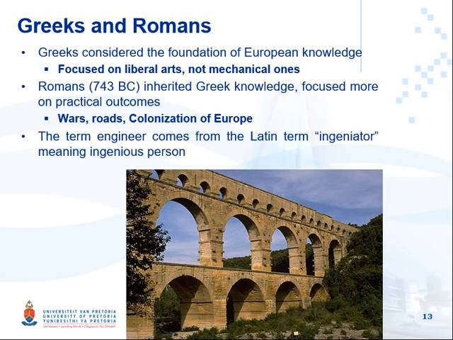The Greeks are considered the foundation of European knowledge. They were really focused on the liberal arts. Thales, around 500 BC, attempted to explain the world on the basis of rationality. With the rise of the Roman Empire, engineering practices became more clearly recognizable, especially road building. Roman engineers were involved with Roman armies to build bridges and solve technical problems during war. And the term engineer comes from the Latin term ingeniator, meaning ingenious person.